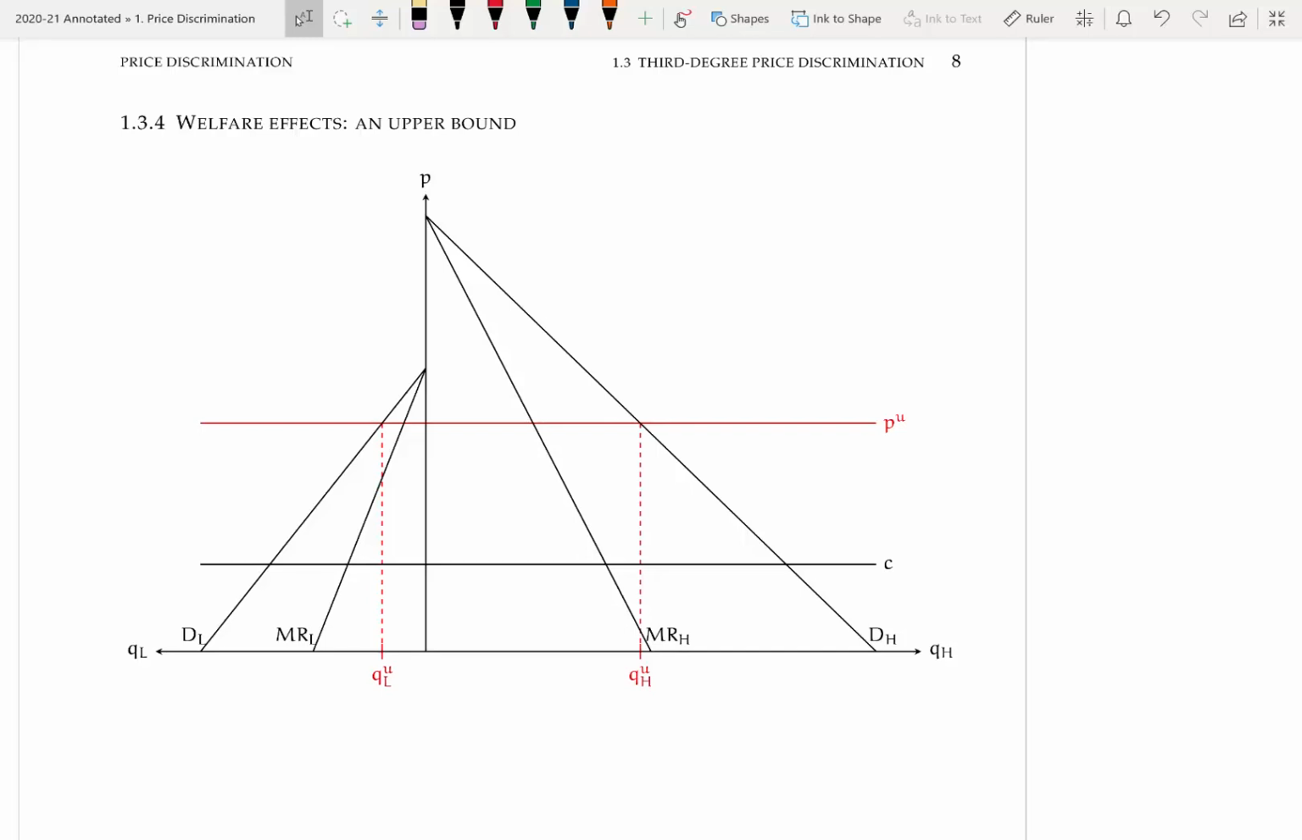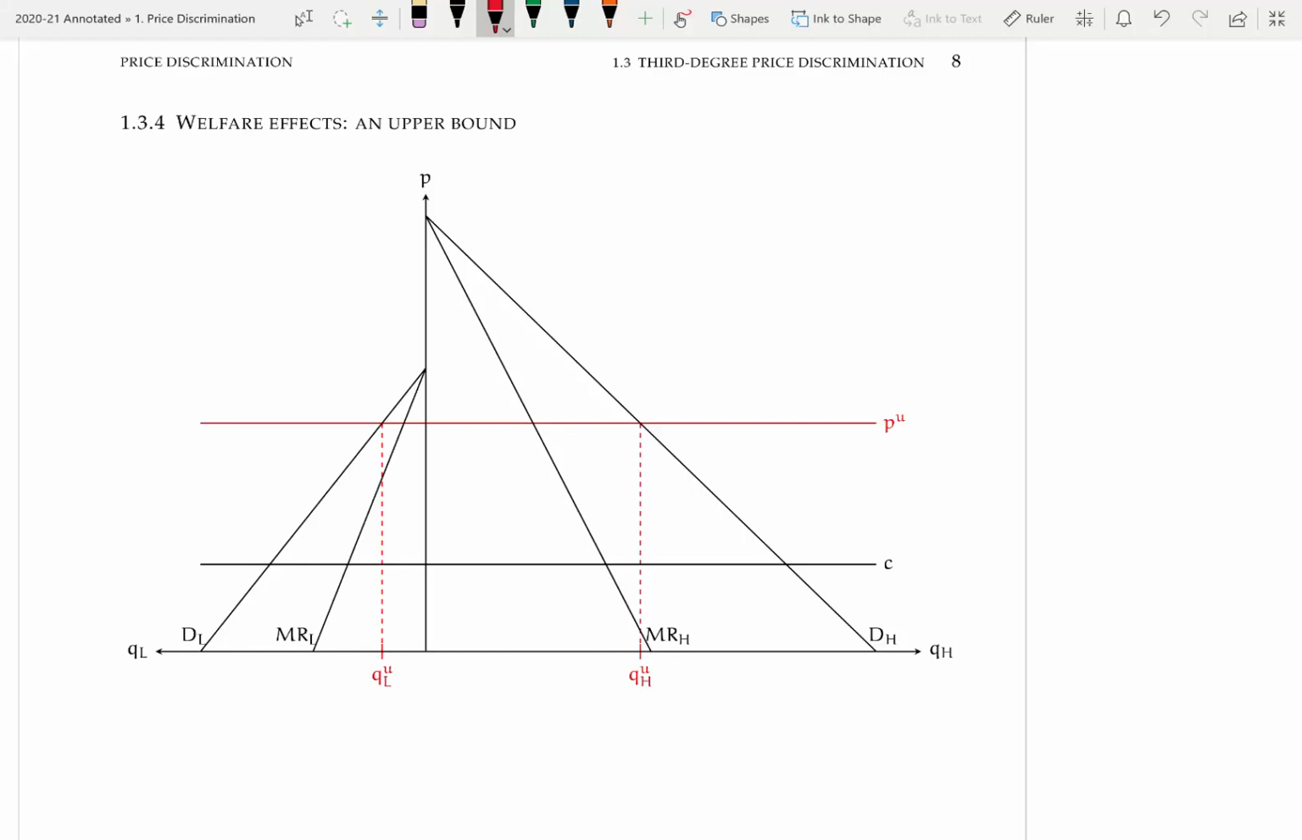So now let's look at this diagrammatically. We have here a diagram similar to the previous one, but now the uniform price is less than the intercept in the low demand market. So under uniform pricing, there is a positive quantity sold in both markets. Now let's look at what happens when we move to third degree price discrimination.